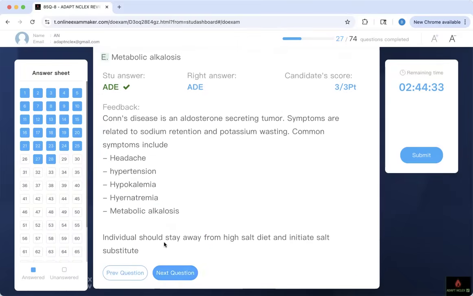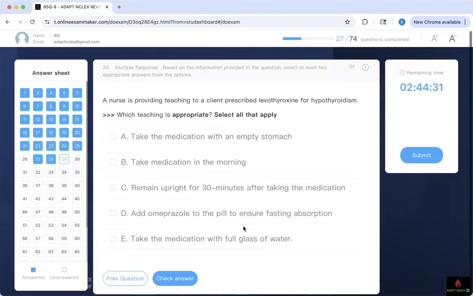And these are some of the signs and symptoms you should expect. And this is: provide teaching to a client prescribed levothyroxine for hypothyroidism. Know this, hypothyroidism treatment, especially central, which is what everybody knows. But the actual NCLEX question will say levothyroxine. You've got to provide teaching about how to take it because a bunch of people have it and they're going to ask you about it.